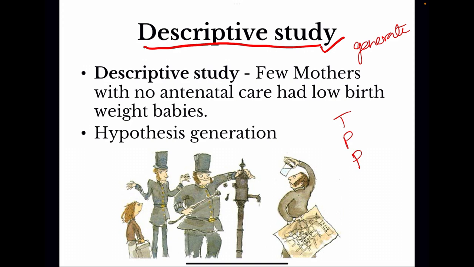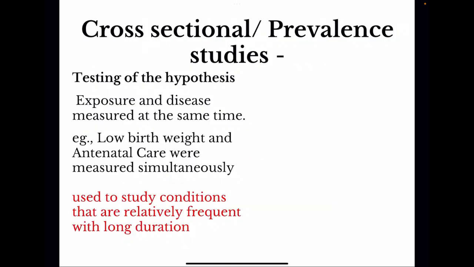Here is one example. When a few mothers with no antenatal care had low birth weight babies and this was described, then it is a simple descriptive study. It helps in the hypothesis generation. One classical historical descriptive study: John Snow, the father of epidemiology, identified that the contaminated pump which gave water was responsible for the spread of cholera through a descriptive study, and he removed the handle and thereby controlled the cholera effectively. So this is the classical example of a descriptive study.